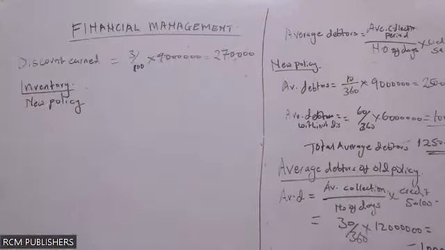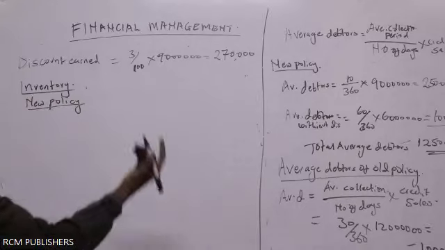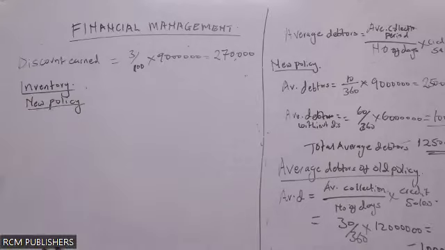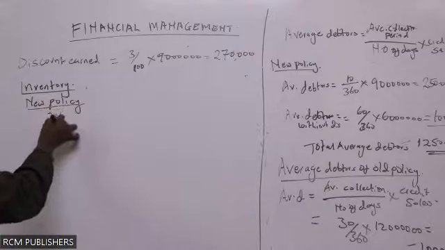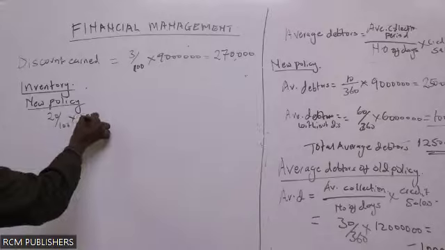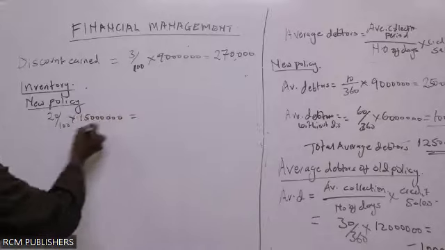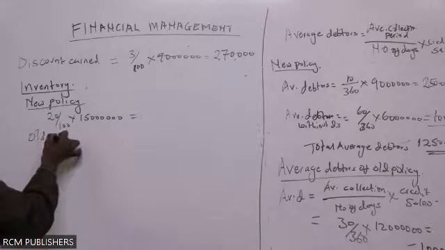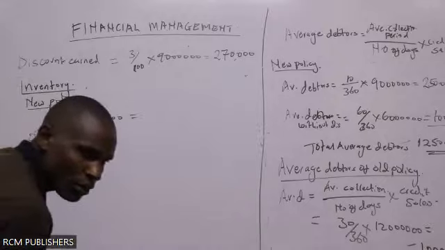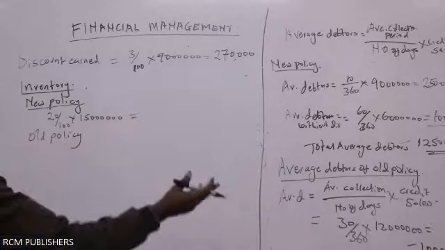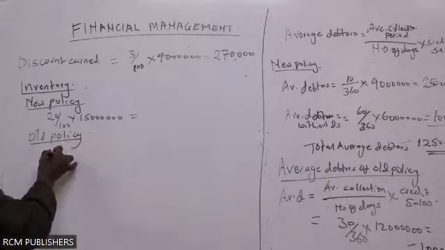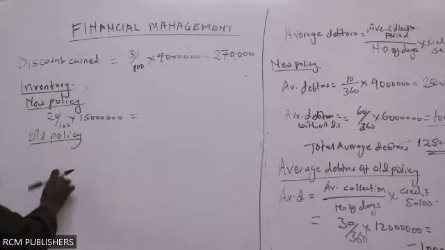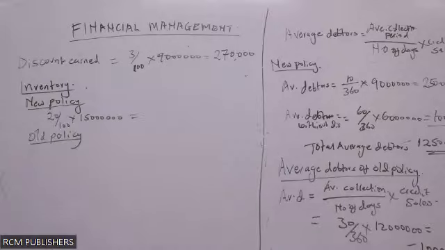Sasa, tuna compute tu for the new policy, sales zilichange zikakuwa ngapi? 15 million, and then ingine iko na the same. So it is 20 over 100 of 15 million. And then for the old policy, tukishafanya working, you can draw the other old policy ina remain kuwa 20% still. Is it 20% ama 40?